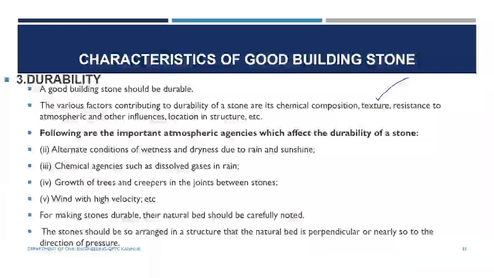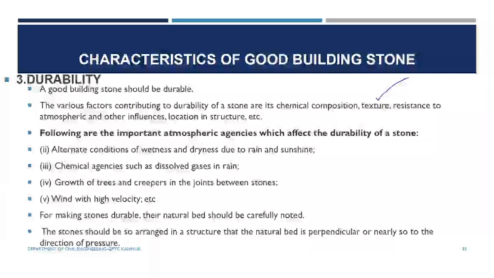Chemical agencies such as dissolved gases in rain: there may be some chemical reaction between the gases in rain and the minerals in stone. That may degrade the rock. The growth of trees and creepers in the joints between stones. In between the joints, there may be some creepers and trees grown. That may affect it. Wind with high velocity may cause weathering sometimes. Those are all the atmospheric agencies which affect the durability of the stone.